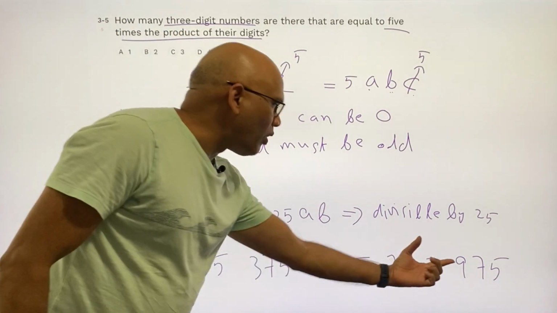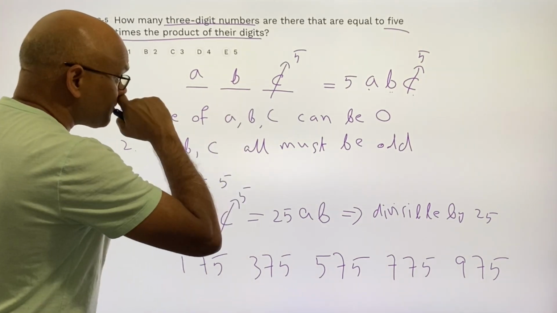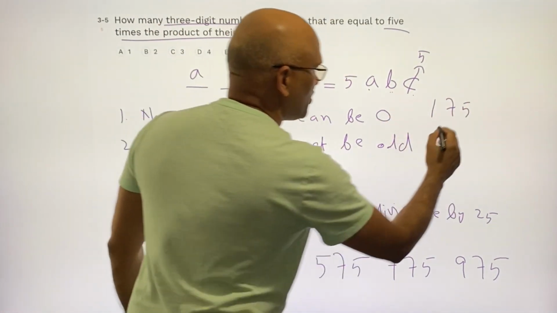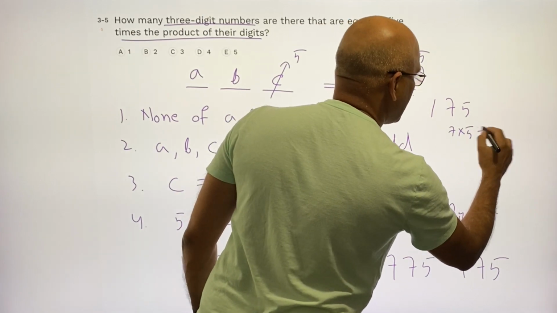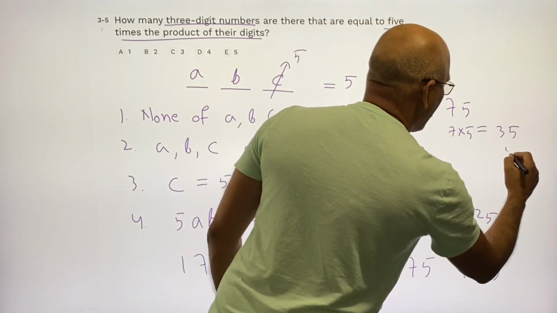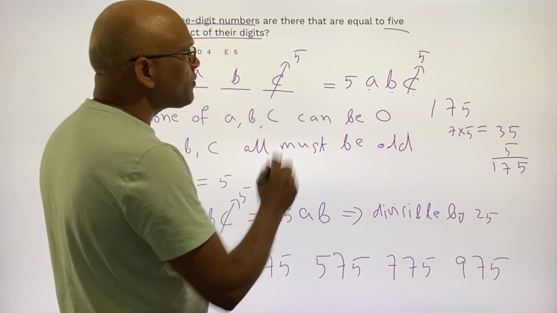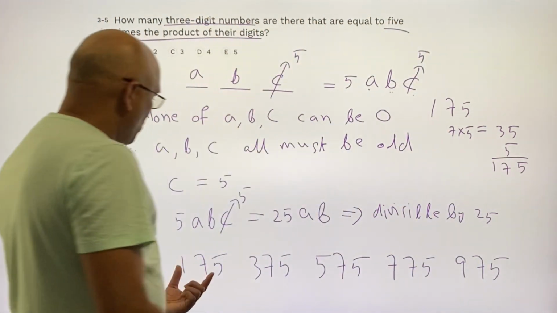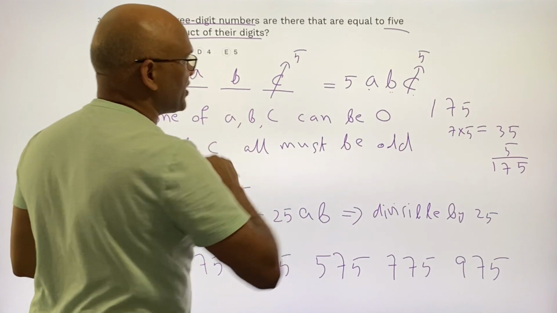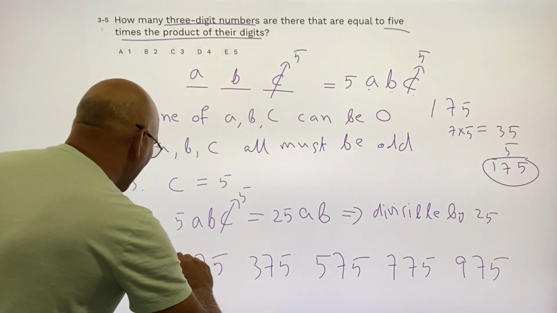Now we can check one at a time. So 7 times 5 is 35, times 1 is still 35. Then if you multiply that by 5, we get 175. So 175 is a 3-digit number, and that satisfies this condition. It's 5 times the product of the digits. So this works.